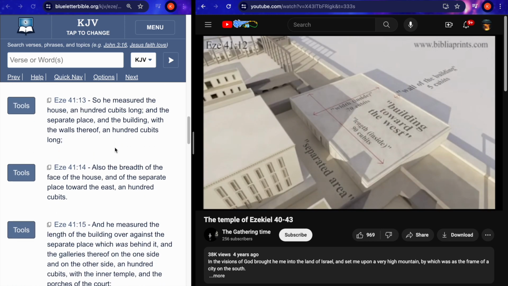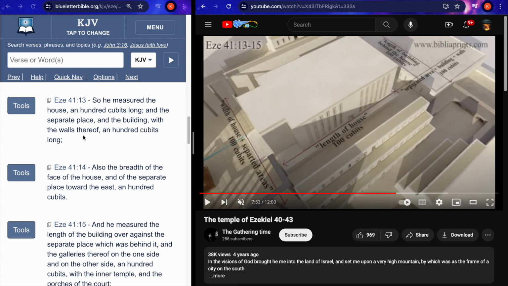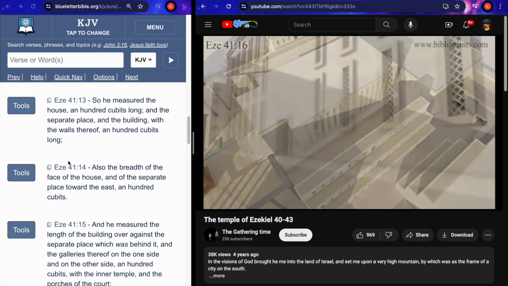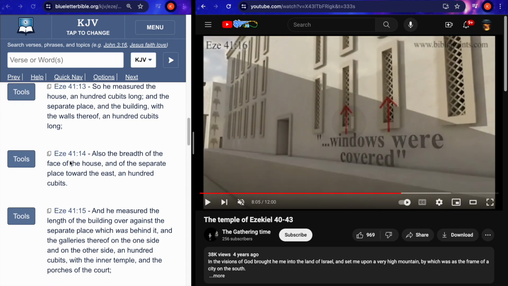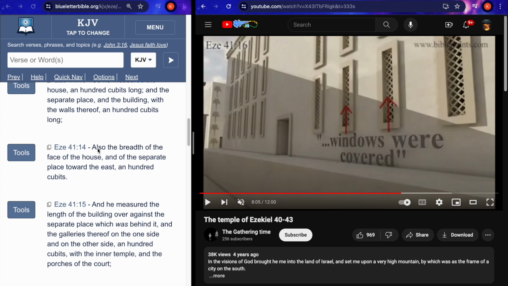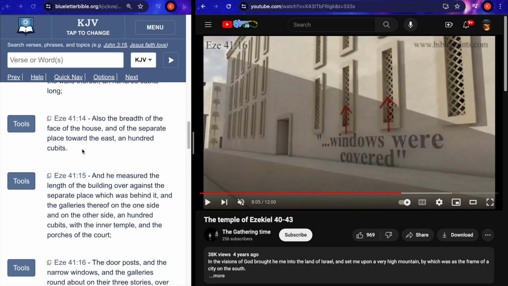Verse 13, so he measured the house 100 cubits long, and the separate place, and the building with the walls thereof, 100 cubits long. So basically he took the measurement of the whole place, and you can see those right there. Nothing too special about that. And I believe that also covered verse 14, and also the breadth of the face of the house, and of the separate place toward the east, 100 cubits.